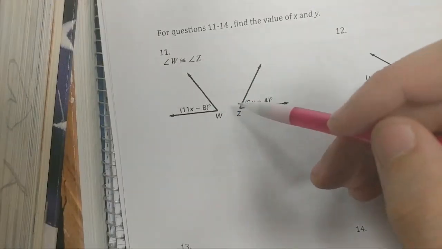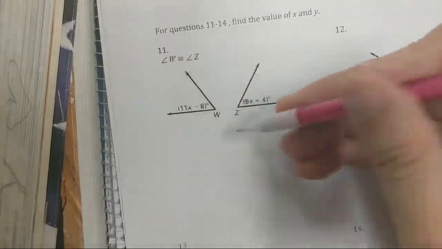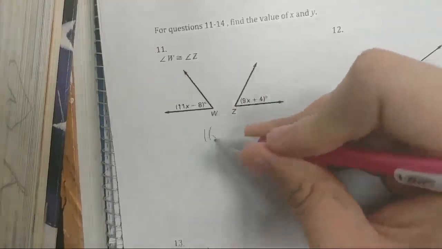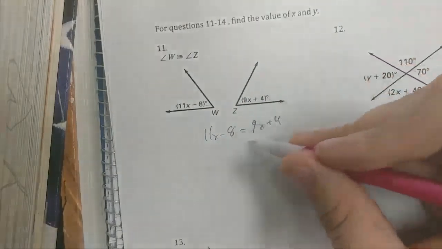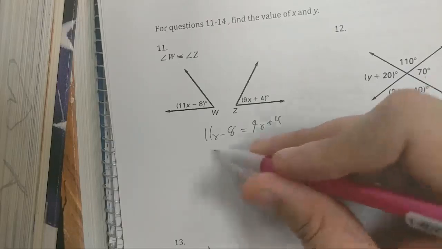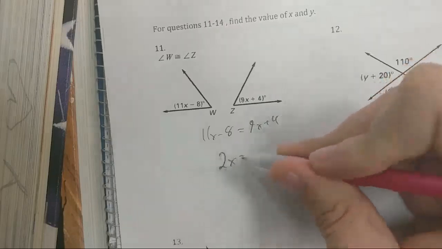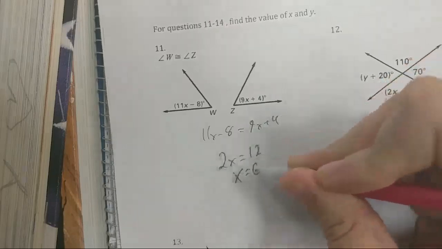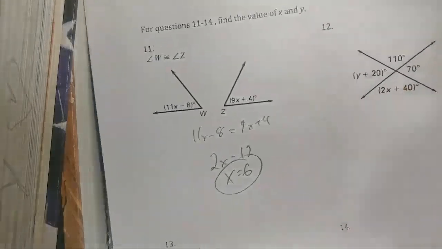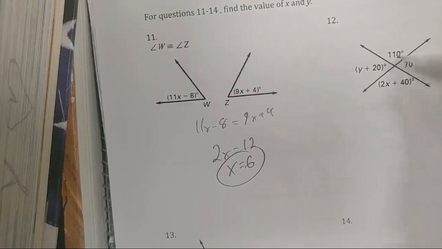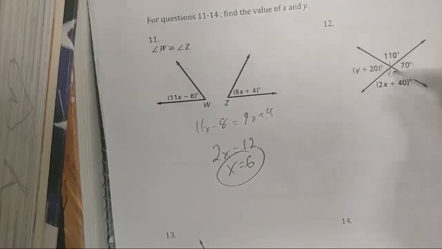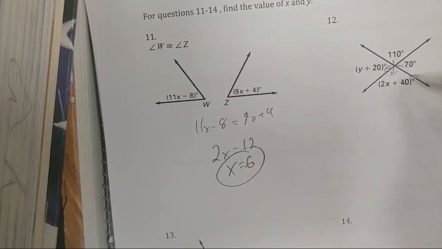W equals Z. So if I know W is congruent to Z, then I know these two. 11x minus 8 equals 9x plus 4. Plus 8 minus 9x, that's 2x equals 12. x equals 6. Over here on the right, what we know about vertical angles is that this should equal this and this equals this.